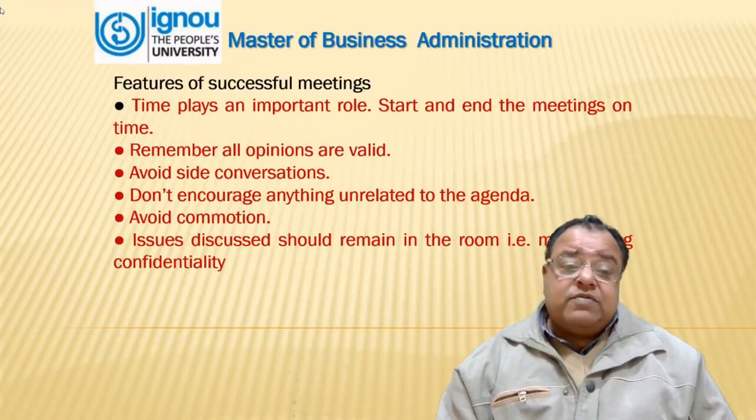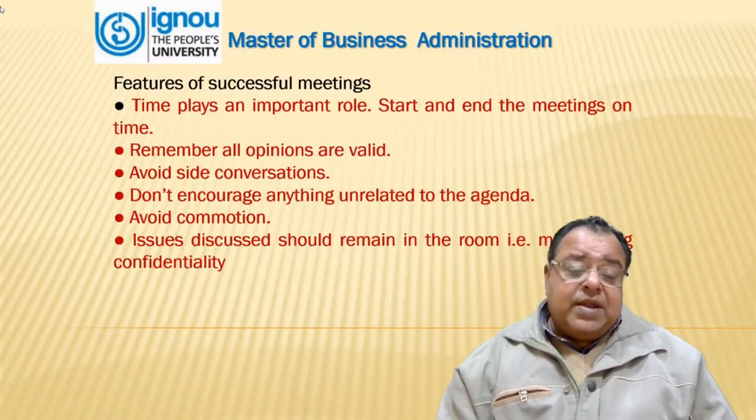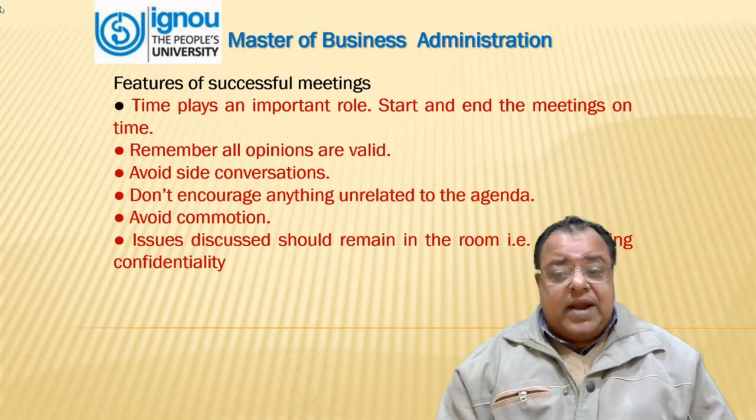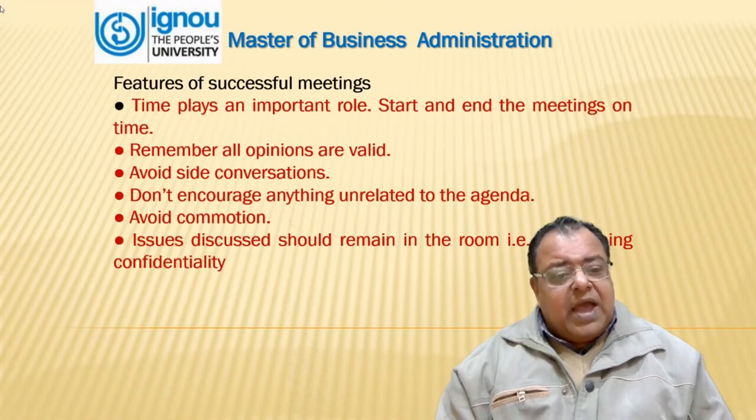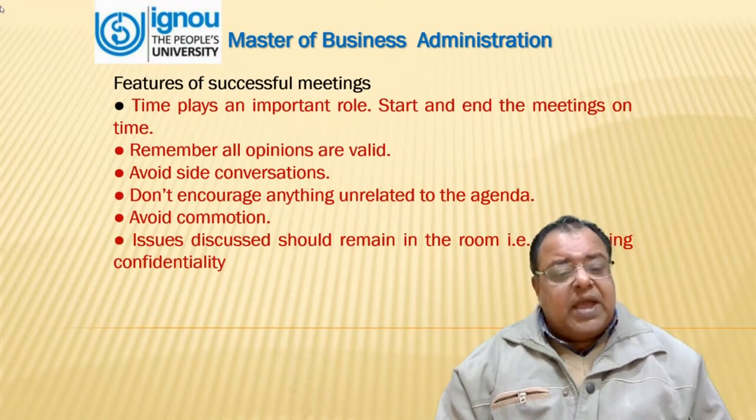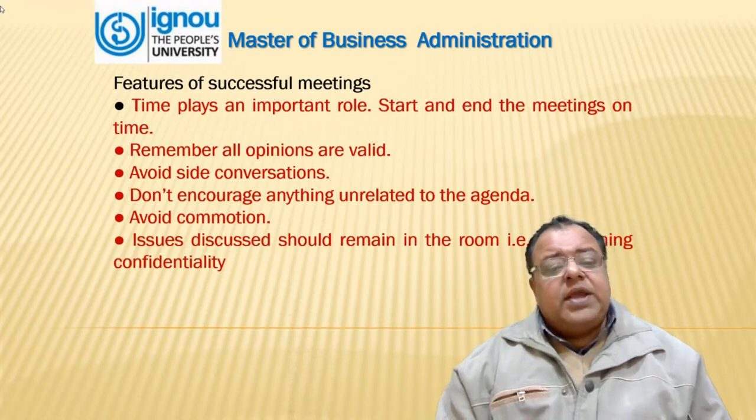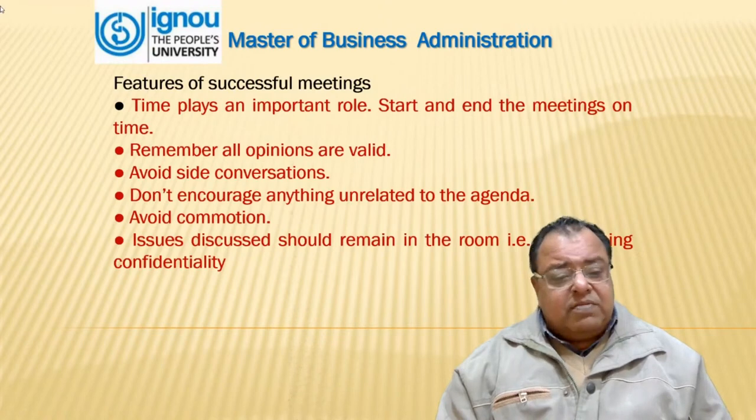What are the features of a successful meeting? Time plays an important role. Start and end the meetings on time. Remember, all opinions are valid. Avoid side conversations. Do not encourage anything unrelated to the agenda. Avoid commotions. Issues discussed should remain in the room, that is, maintain the confidentiality of the issues discussed.